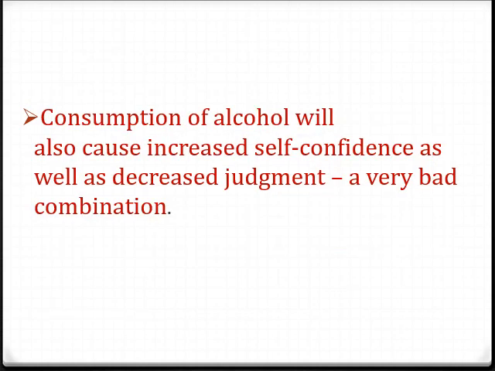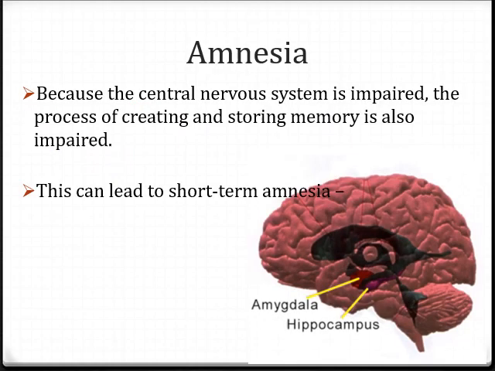Consumption of alcohol will also cause increased self-confidence as well as decreased judgment. A very bad combination. Amnesia. Why does amnesia occur? The central nervous system is impaired. The process of creating and storing memory is also impaired because of the after effects of this alcohol metabolism. So all these can lead to short-term amnesia.